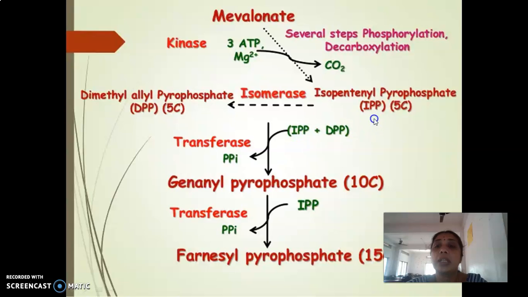Now what happens? This IPP and DPP join together to give rise to the 10 carbon compound, what? Geranyl. It is not genanyl, it is geranyl pyrophosphate. It's not N, it's R. Okay, geranyl pyrophosphate. Simple, nothing. What is happening? The IPP and DPP join together.